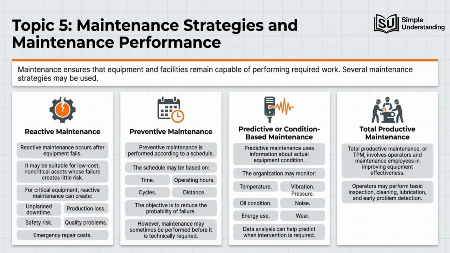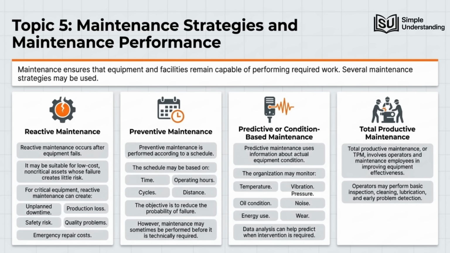Preventive maintenance. Preventive maintenance is performed according to a schedule. The schedule may be based on time, operating hours, cycles, or distance. The objective is to reduce the probability of failure. However, maintenance may sometimes be performed before it is technically required.